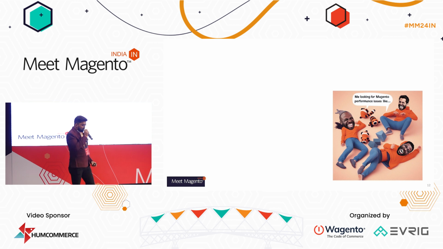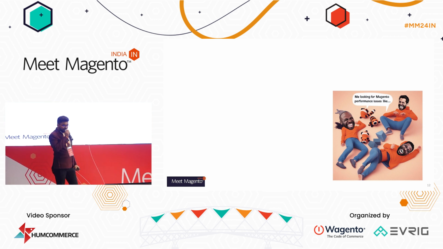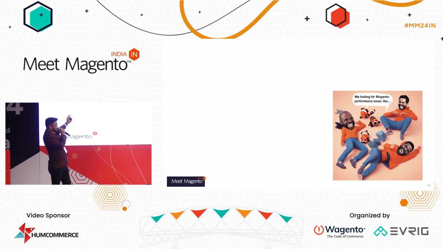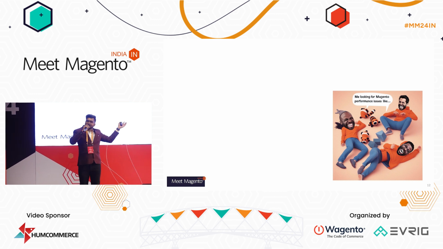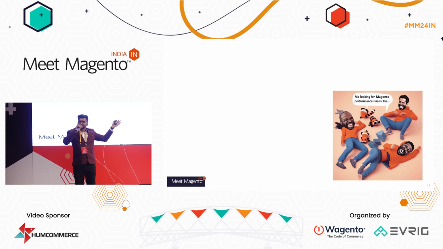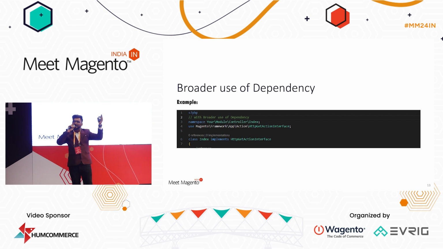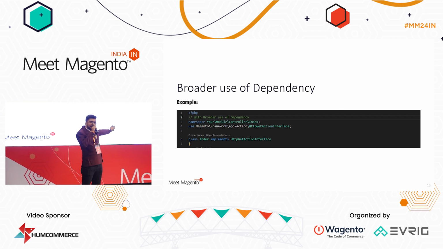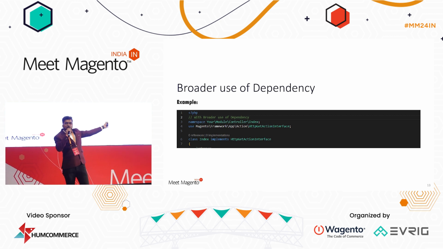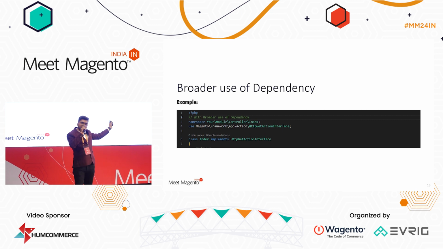In the same way, there is one more example I have given for the controller. Generally, we create a controller class that extends from the Magento framework app action, or Magento framework app action interface. This is not a good way. The right way is this one: follow the HTTP get action interface. It's an example of the broader use of the dependency.